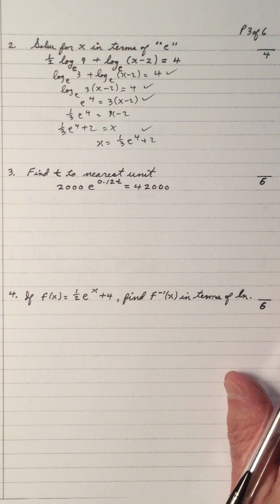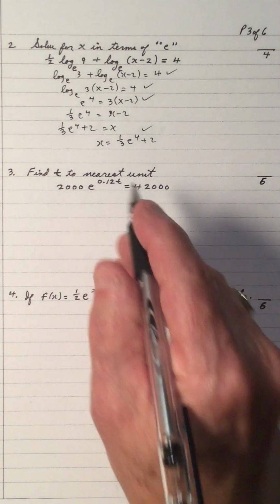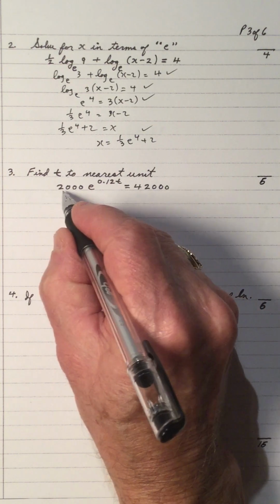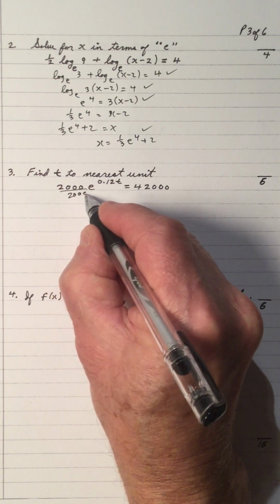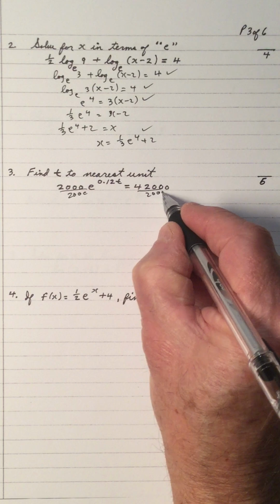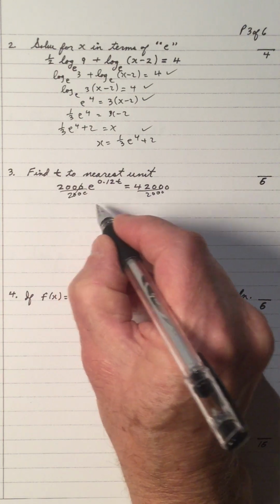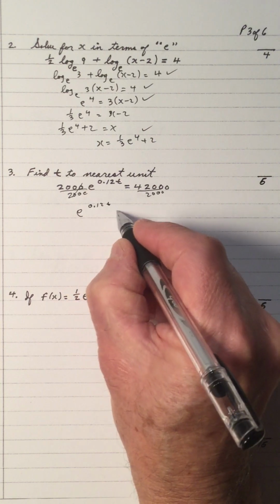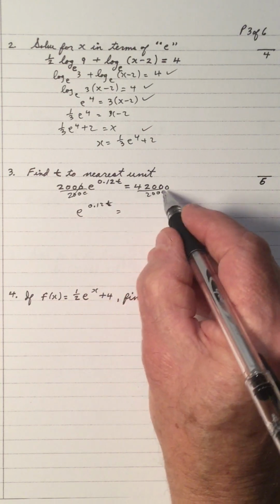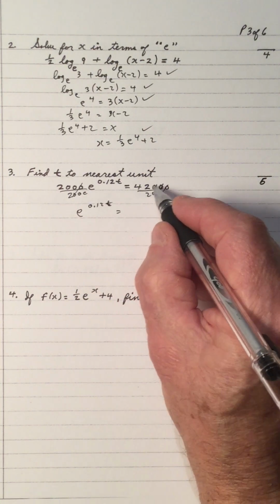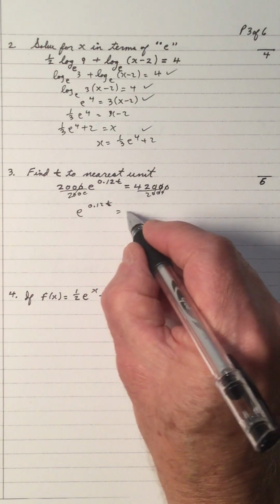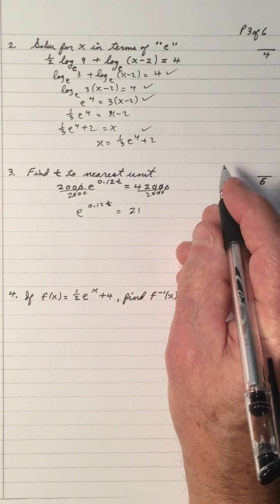Number 3, find t to the nearest unit. So t is in the exponent, so the first thing I'll do is divide by 2,000. So divide by 2,000. That cancels, so I get e to the 0.12t, and zeros cancel, so 42 divided by 2 is 21.